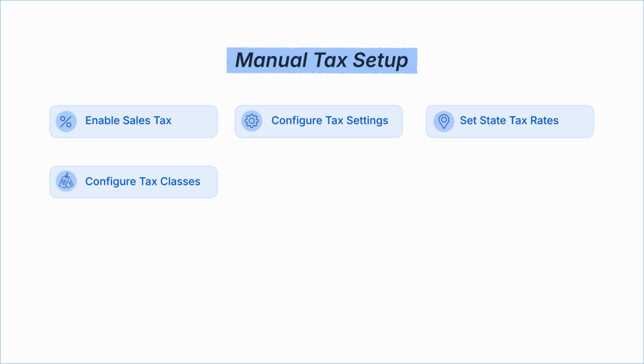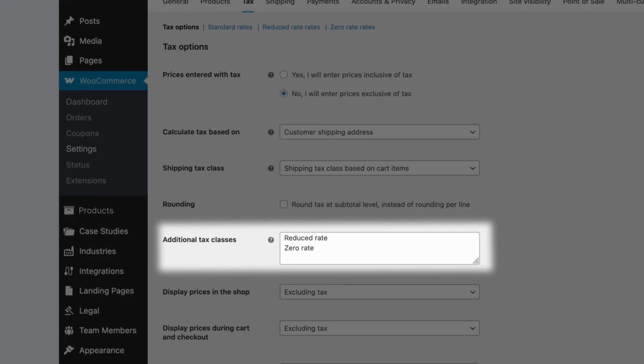Step four, configuring reduced, zero, and custom tax rates. Standard rates apply to most products, but some items are taxed differently. So WooCommerce includes reduced rate and zero rate categories by default. Use reduced rate for products that qualify for lower rates, like certain food or medical items. Use zero rate for fully tax exempt items. So if you sell products with special rates like alcohol, you can create a custom rate set under the additional tax classes setting.